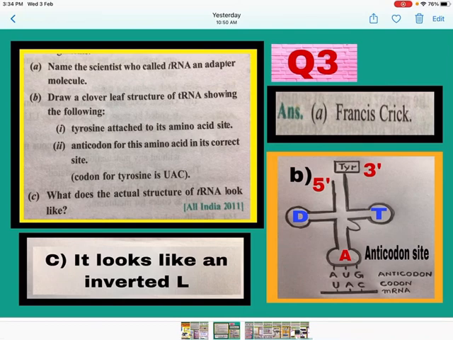Next, show anticodon for this amino acid in its correct site. See the site of anticodon. It is A in diagram. As codon for tyrosine is UAC which is given in the question. So, write AUG anticodon at site A of transfer RNA. Part C of the question. What does the actual structure of transfer RNA look like? It looks like an inverted L.